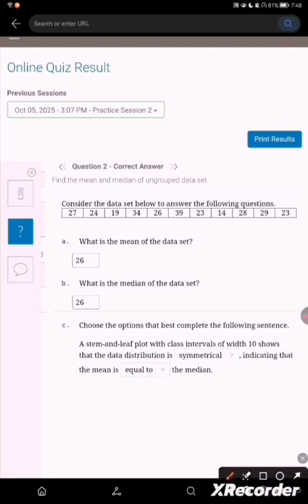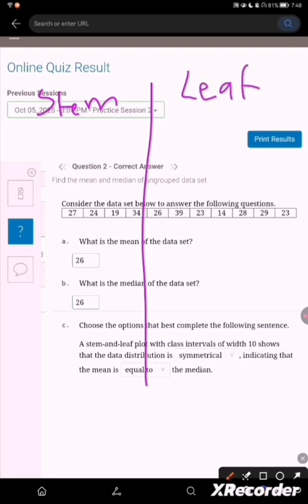If it was a written part, on the other hand, you would have to draw a stem and leaf and solve using that way. Okay? So we're just going to draw a stem and leaf. Okay?